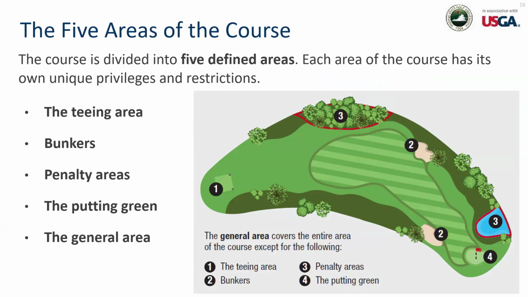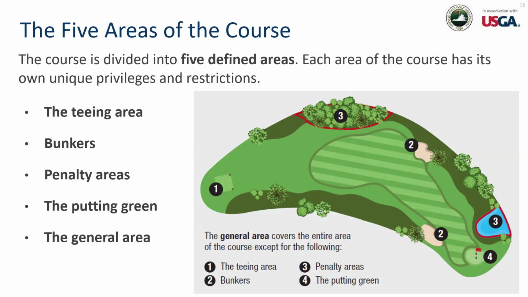The course is the place where you play the game of golf. It's everything within any boundaries that may be in place and is split into 5 distinct areas. The teeing area of the hole being played, bunkers, penalty areas. On this particular hole, looks like there's only red penalty areas. The putting green of the hole being played, and then the rest is general area. So the striped area being specifically the fairway, the darker green area being probably more rough area, but that is all just considered the general area.